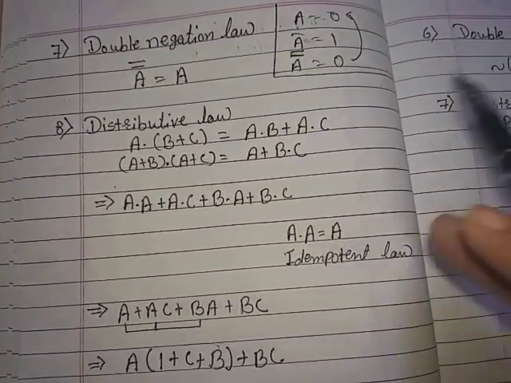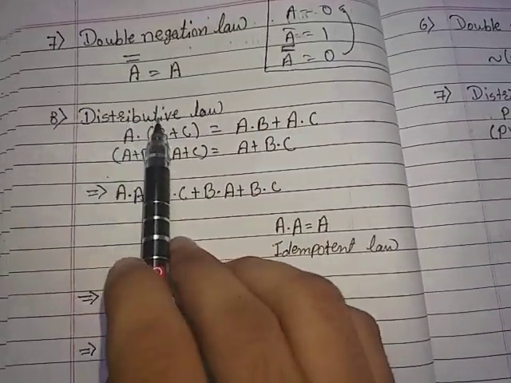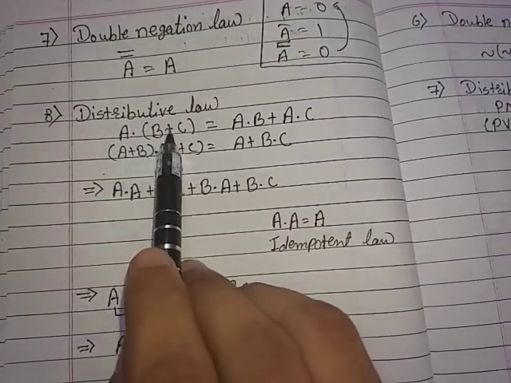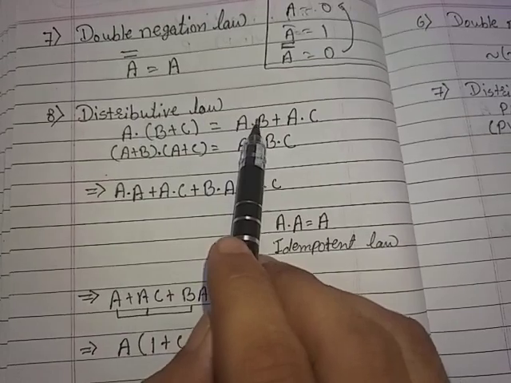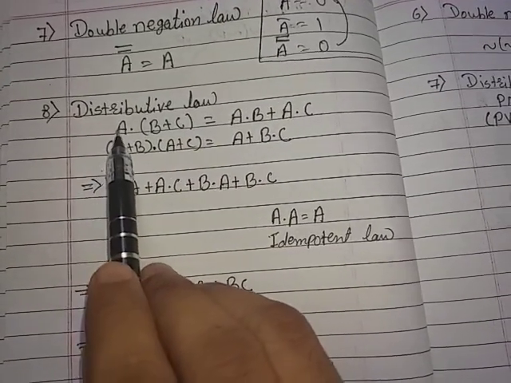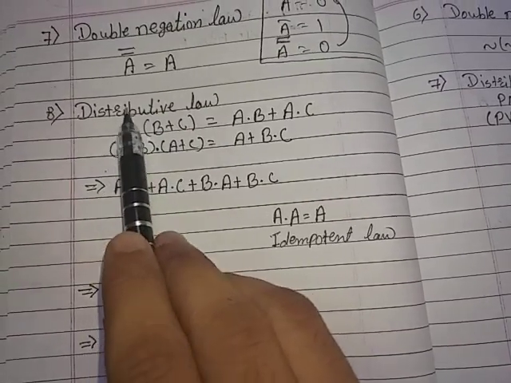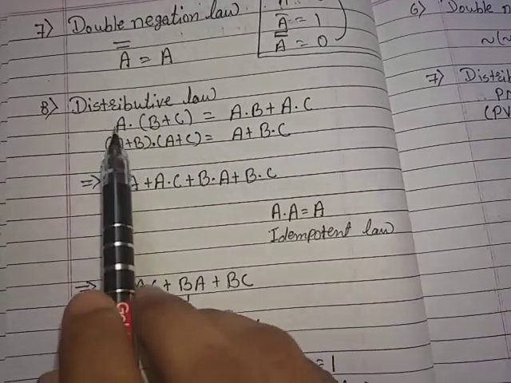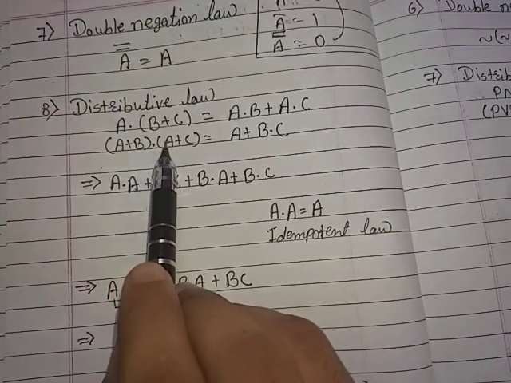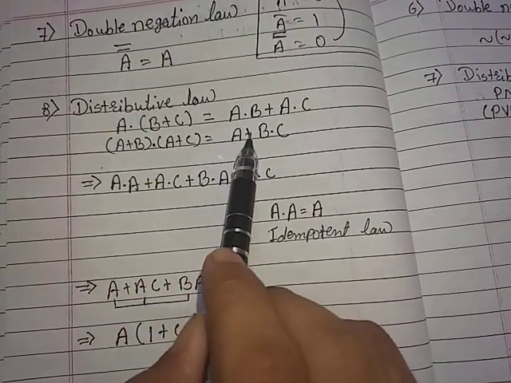Now let's move to the next law, distributive law. Here A dot (B plus C) is equal to A dot B plus A dot C. It is nothing but just opening the bracket. A dot B plus A dot C. Here as well (A plus B) dot (A plus C) is equal to A plus BC.